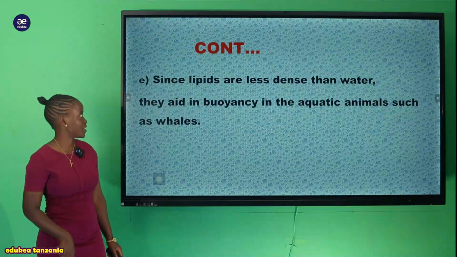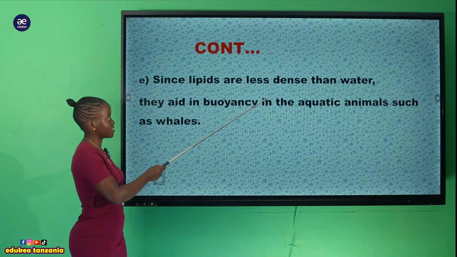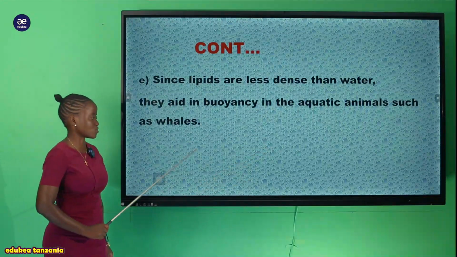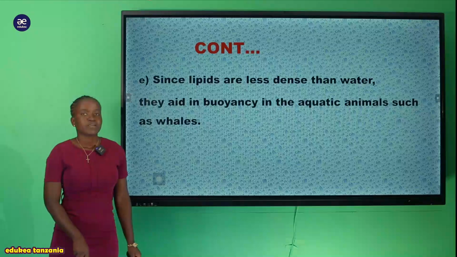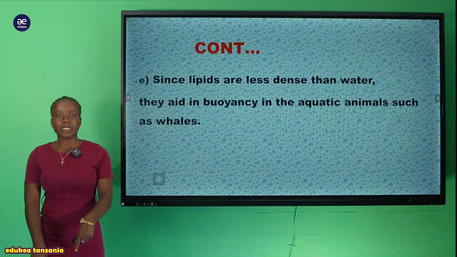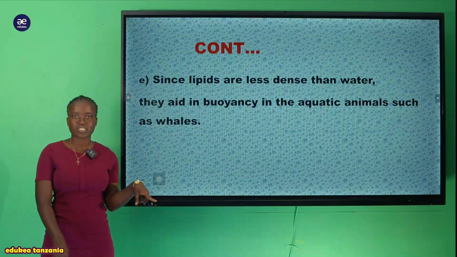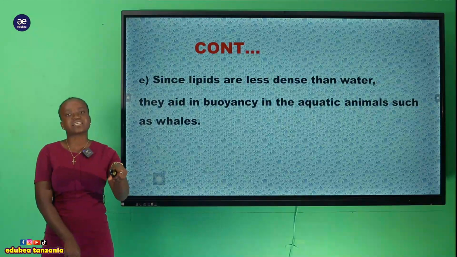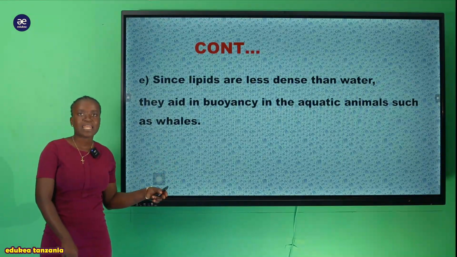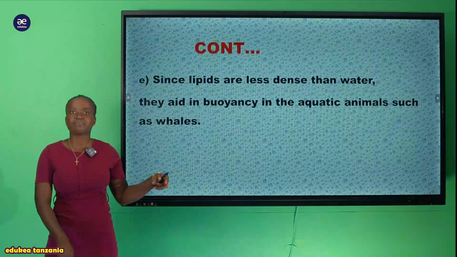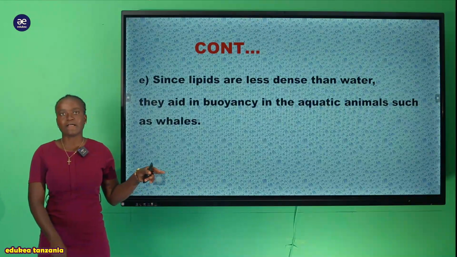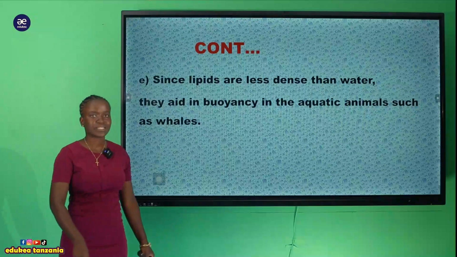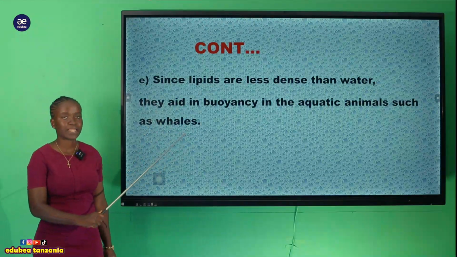Another function of a lipid is that, since lipids are less dense than water, they aid in buoyancy in aquatic animals such as whales. So just because of lipid, we have already seen the structure, that is, they are less dense than water. So if it is less dense than water, that is where it allows it to provide buoyancy to this fish, for instance, an aquatic animal.